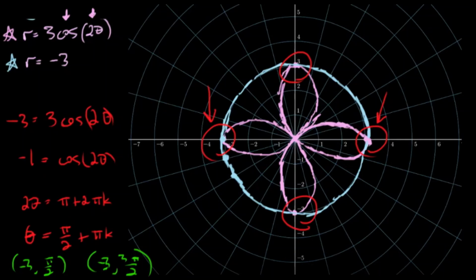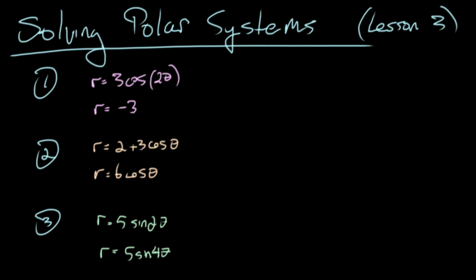All right, let's do that second one. We had r equals 2 plus 3 cosine theta and r equals 6 cosine theta.